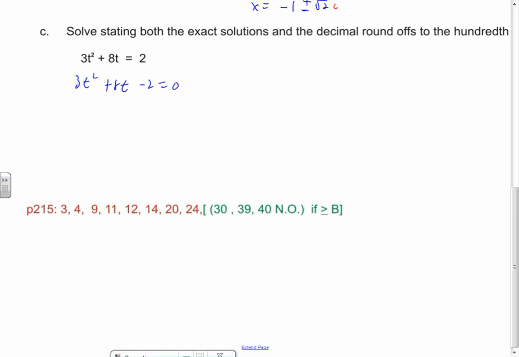And of course, you all have the quadratic equation memorized. Negative b plus or minus the square root of b squared minus 4ac all over 2a.